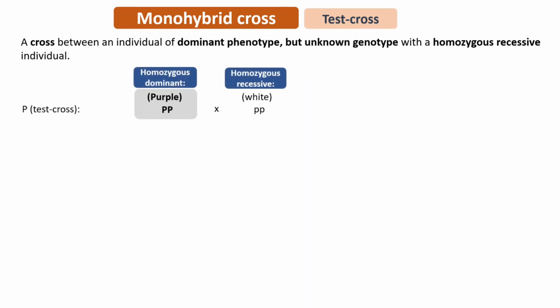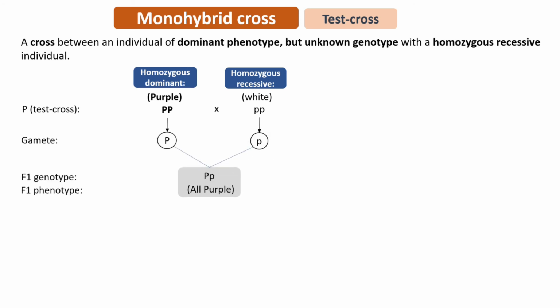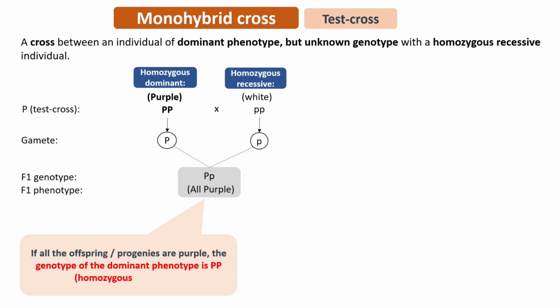Let's make a test cross between homozygous dominant purple and homozygous recessive white. This crossing produces one type of offspring or progeny only, where all are heterozygous purple offspring. It means that if all the offspring or progeny are purple, the genotype of the dominant phenotype is homozygous dominant.